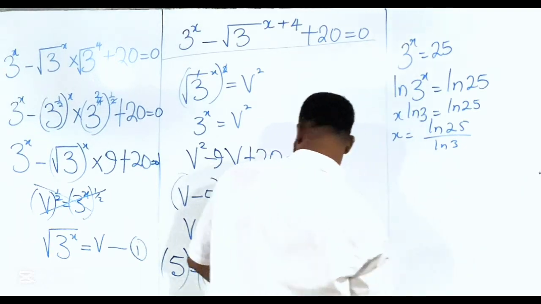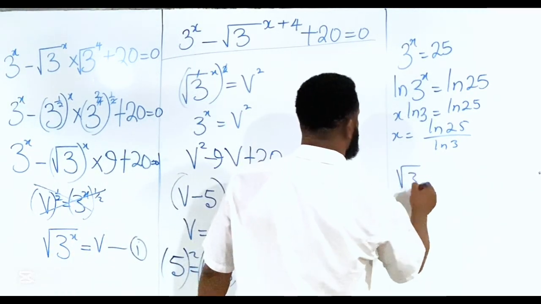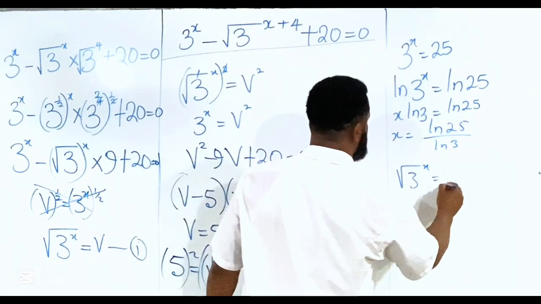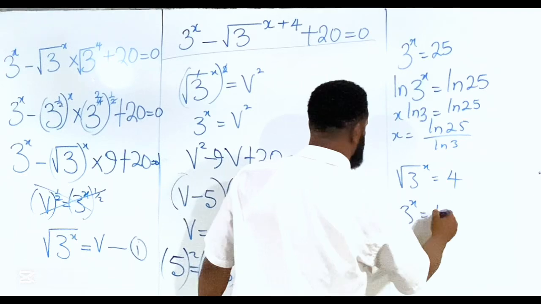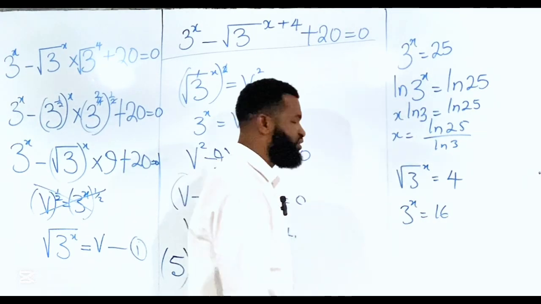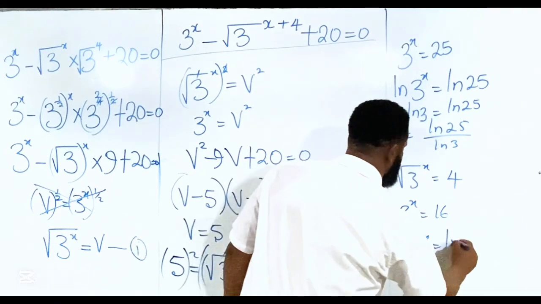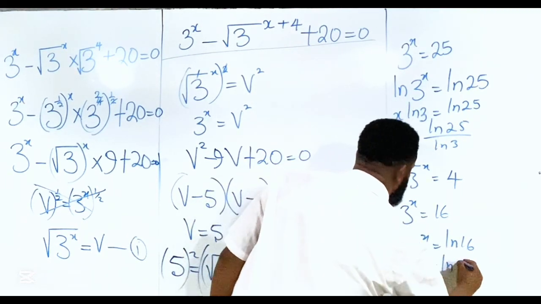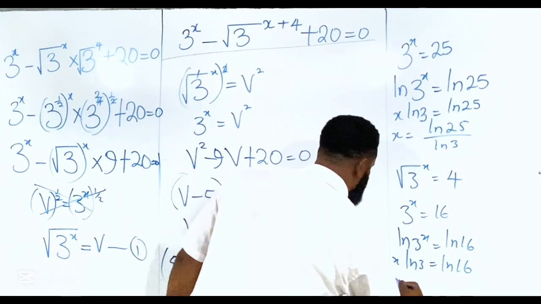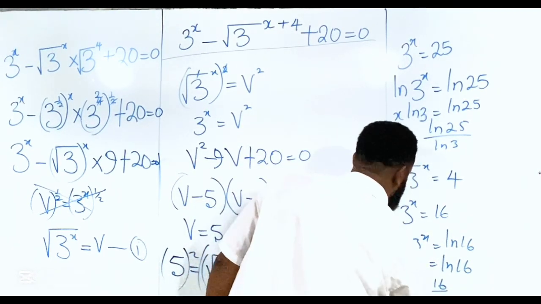I'm going to have another one. Remember 4. I'm going to say that square root of 3 raised to power x is equal to 4. Then that means 3 raised to power x is equal to 16 if I square both sides. So I have that ln 3 raised to power x is equal to ln 16. Therefore, x ln 3 is equal to ln 16. That means x is equal to ln 16 all over ln 3.